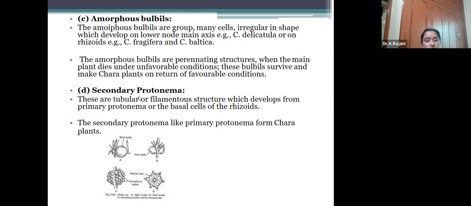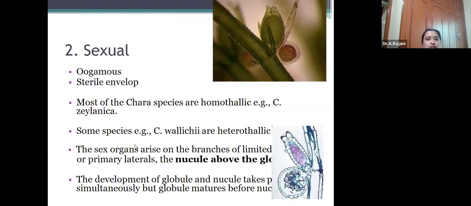Coming to the next one, secondary protonema. See, expect this one also. Secondary protonema are tubular filamentous structures developed from the primary protonema or the basal cell of the rhizoids. The rhizoid basal cell also produces secondary protonemas, like the primary protonema from the Chara plant. See, this is the total vegetative reproduction in Chara.